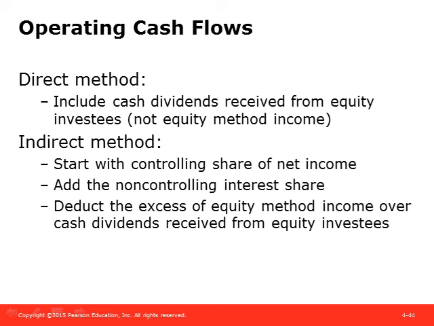And then finally, with operating cash flows, you'll recall that we have the direct method and the indirect method. And with the direct method, we include the cash dividends received from equity investments. And with the indirect method, we start with the controlling share of net income, we add the non-controlling interest share, and then we deduct the excess of equity method income over cash dividends received from equity investees.